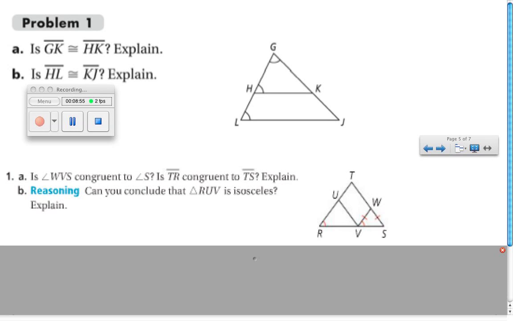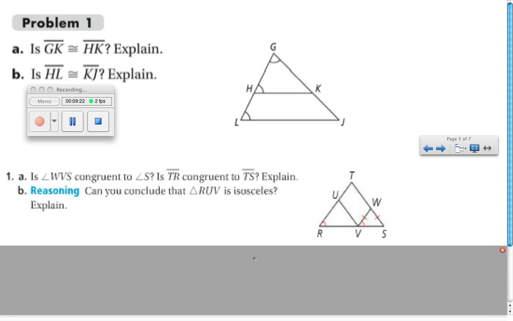In problem 1, we're being asked in part A if GK is congruent to HK. Look at the triangle, look at the markings, maybe turn the diagram if you have to, sometimes that helps. What do you think? Is GK congruent to HK? One person please, what do you think? Yes? No. Actually, yes. Of course.